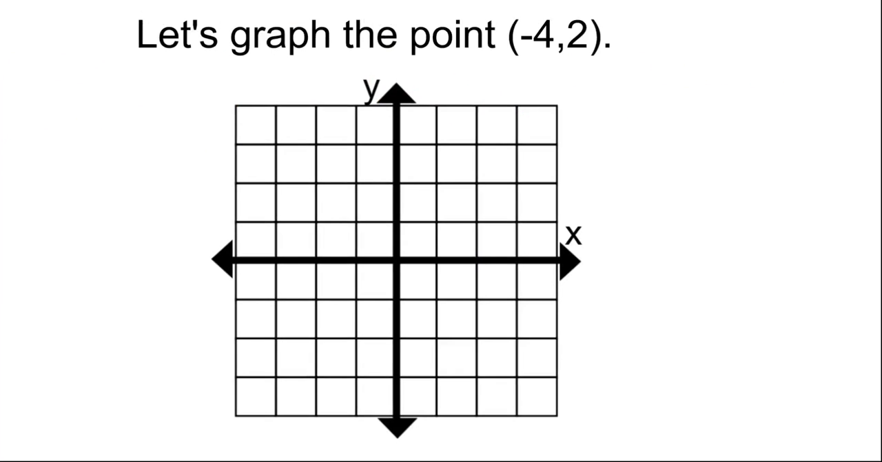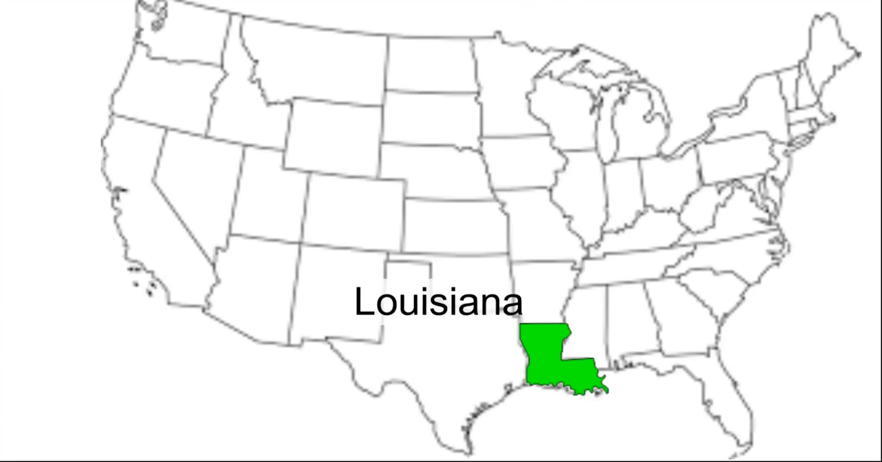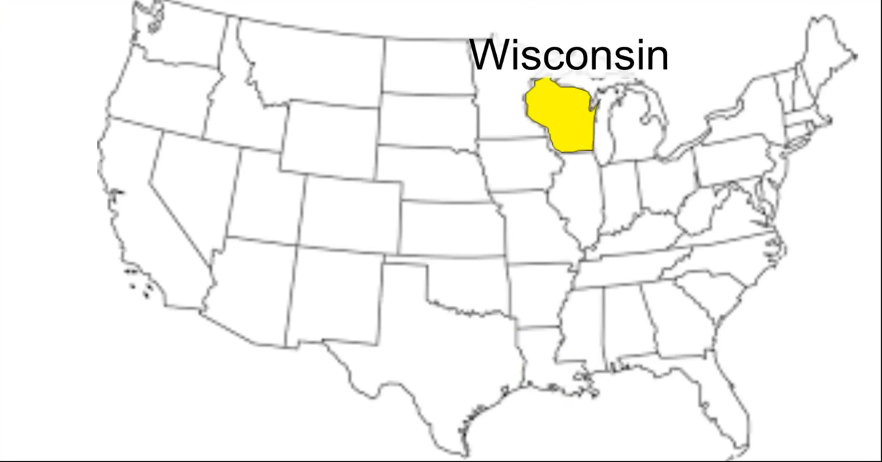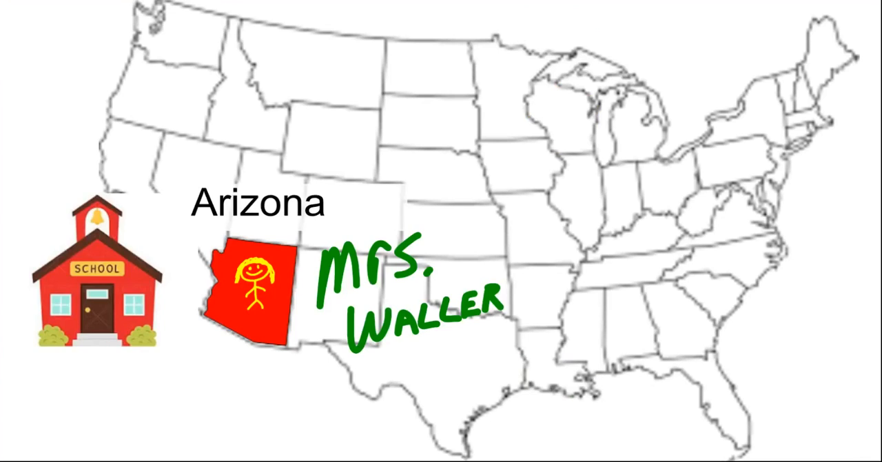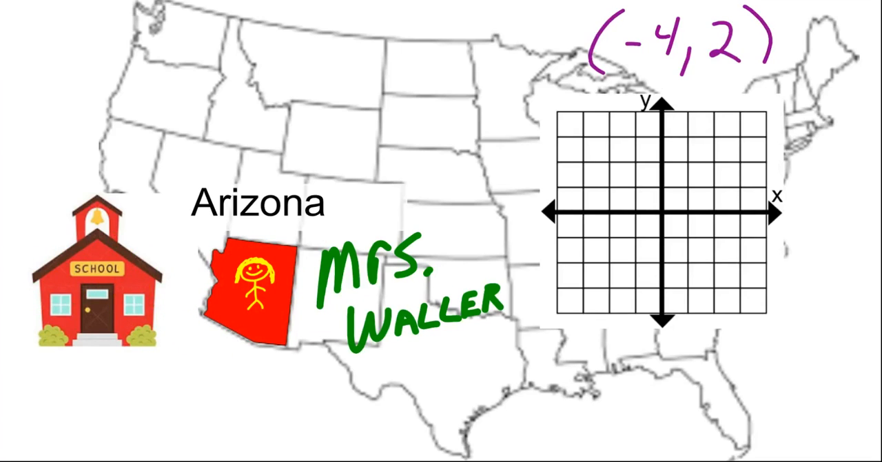You may recall that when you graph a point, you always go either left or right first and either up or down second. You may ask, why do we go left or right first and up or down second? Well, let's say you lived in Georgia and you moved to somewhere like Louisiana or Wisconsin or even Arizona. You would get a new teacher like Mrs. Waller in Phoenix, Arizona. And I guarantee you, Mrs. Waller would go either left or right first and up or down second.